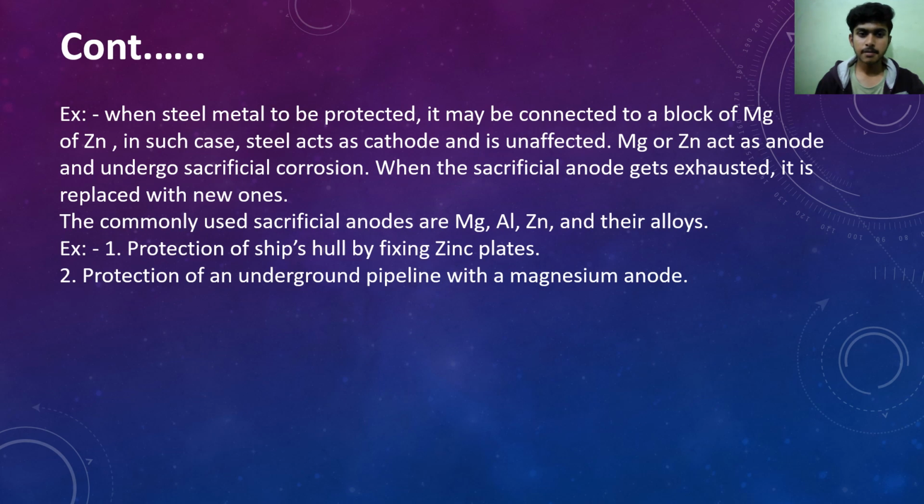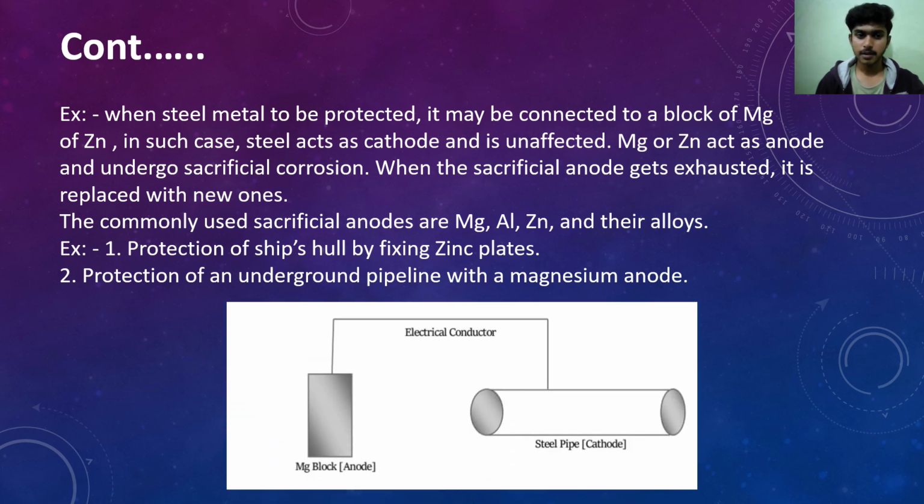Example, when steel is to be protected, it may be connected to a block of magnesium or zinc. In such a case, steel acts as a cathode and is unaffected, whereas magnesium or zinc acts as an anode and undergoes sacrificial corrosion. When the sacrificial anode gets exhausted, it is replaced with new ones. The commonly used sacrificial anodes are Mg, Al, Zn and their alloys.